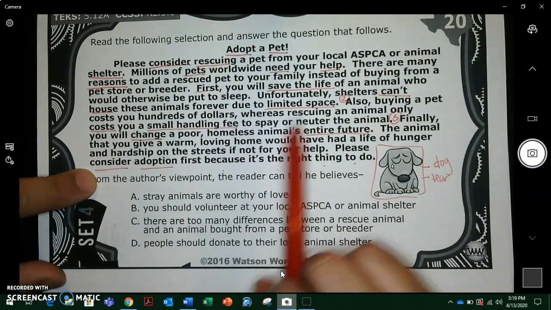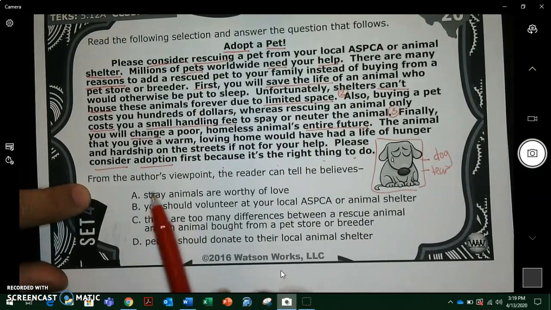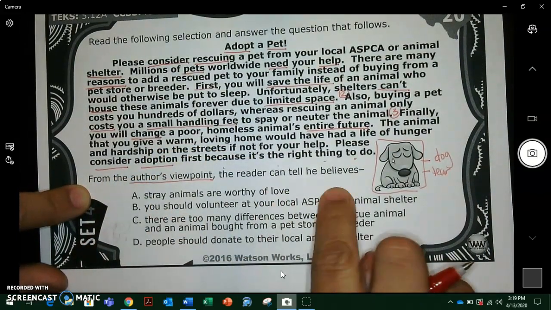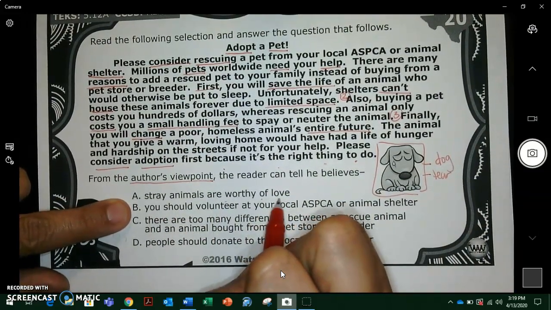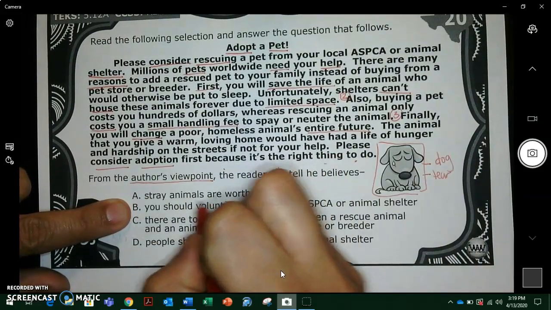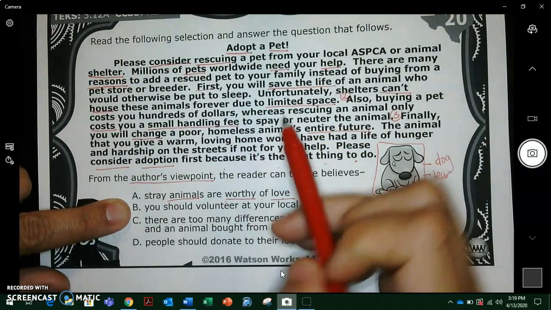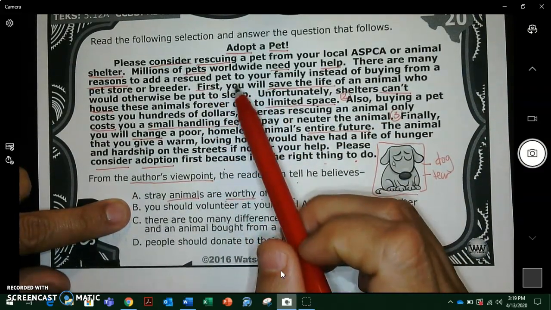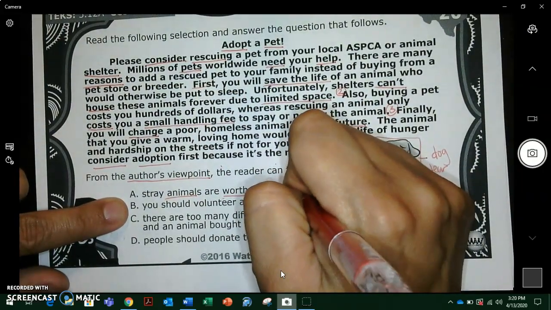So what is the author's viewpoint in this case? Let's look at the question. From the author's viewpoint, the reader can tell he believes that stray animals are worthy of love. Worthy of love? Well, did the author show you that these lost pets, the ones that are living in shelters, need love too? Possibly.